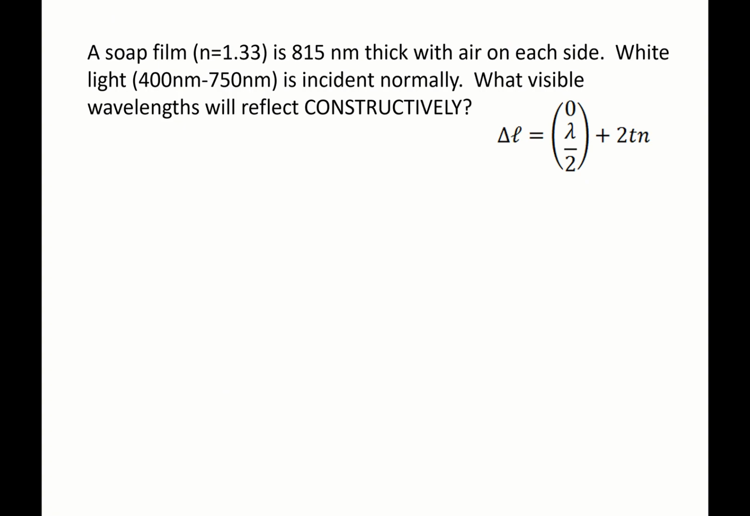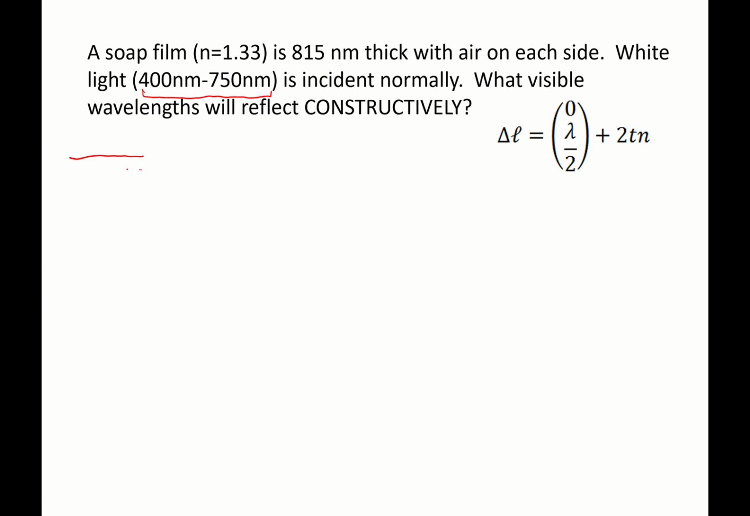All right, so here's a problem where I've got a soap film that's 850 nanometers thick with air on each side. White light is incident on it normally, and the white light has wavelengths from 400 to 750 nanometers. What visible wavelengths will reflect constructively? So what colors will we see, it's asking.